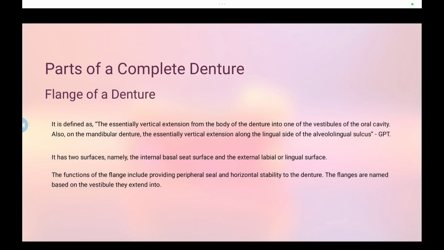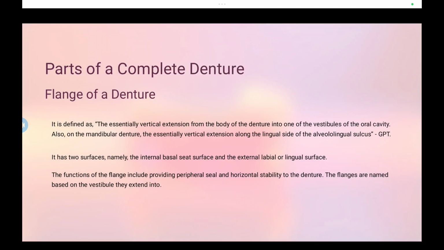Parts of complete denture. Flanges of a denture. Flange is defined as the essentially vertical extension from the body of the denture into one of the vestibules of the oral cavity, also on the mandibular denture, the essentially vertical extensions along the lingual sides of the alveolingual sulcus.